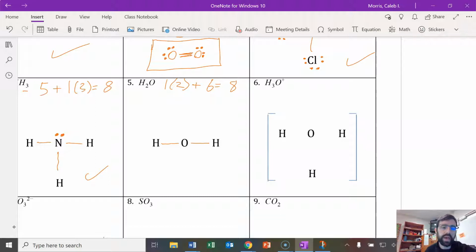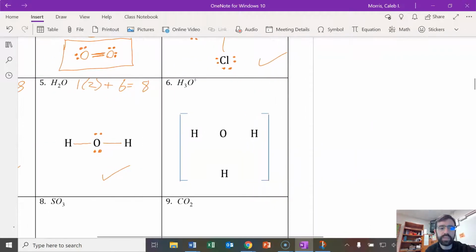Next thing we do after the outsiders is look at our leftovers. I have 2, 4. I have 4 more electrons left. Okay. So 2, 4, 6, 8. The leftovers go on the central atom. And if we check to see if everyone's happy, hydrogen's happy, and oxygen has 2, 4, 6, 8 now. We're done.